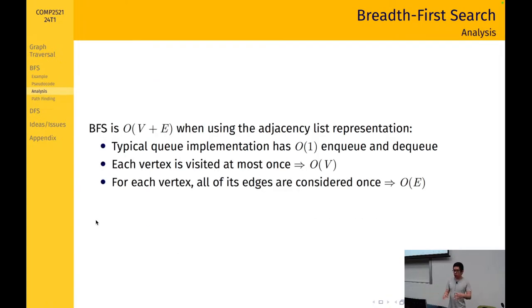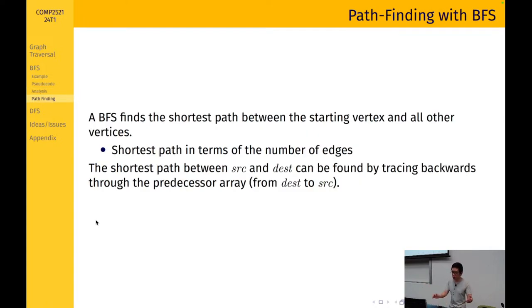So there's BFS. Now, we want to use the BFS in order to find a path between two vertices. So after we finish the BFS, how do we actually reconstruct the path? We use the predecessor array.